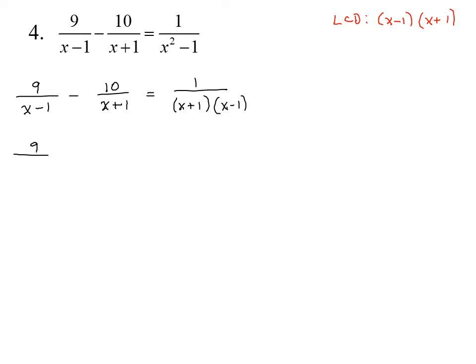And some people don't really need this step where I multiply the x minus 1 and the x plus 1 on each one of them. If you don't, that's perfectly okay. I do suggest doing it just because it helps keep it straighter as you work your way through the problem.